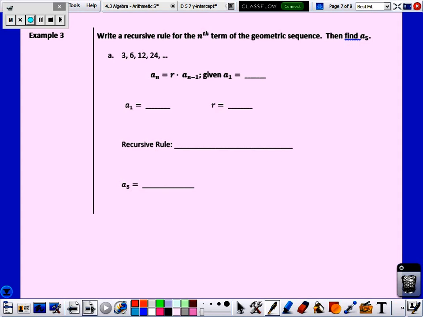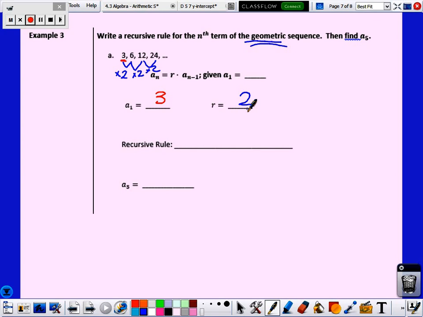Well, a sub 1 is just my first term. So my first term is right here. So I can just write a sub 1 is 3. Now I need to figure out what the pattern is. How do I get from 3 to 6? Well, they already tell us it's geometric, so we know that we're multiplying. So we're going to multiply 3 by 2, and multiply 6 by 2. So then we know r, our common ratio, the number we're multiplying by, is 2.